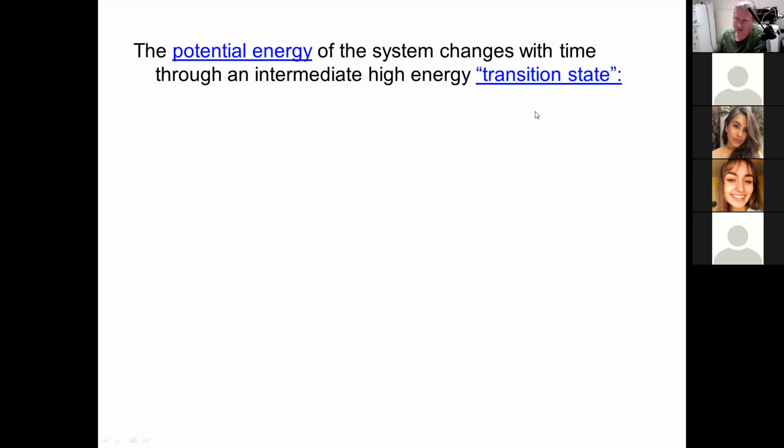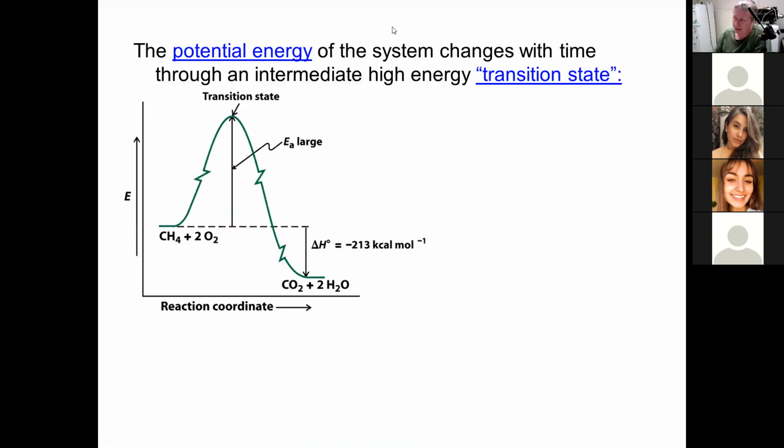The potential energy of a system changes with time through an intermediate structure called a transition state. You should have learned a little bit about this in Gen Chem 2. So like if I have methane plus oxygen, right? And those can combust to make CO2 and water. Well, it doesn't happen spontaneously. There's actually an energy barrier, a transition state. And it's actually a pretty large one, because if I have methane and oxygen in a flask, they don't just combust, right? You need a spark, a little match, a spark of energy to actually get it combusting, right?